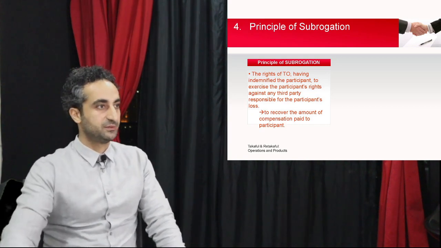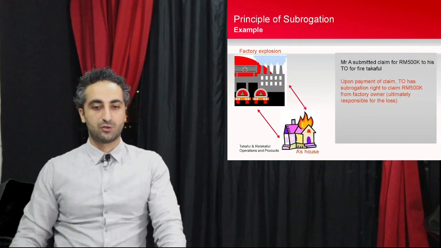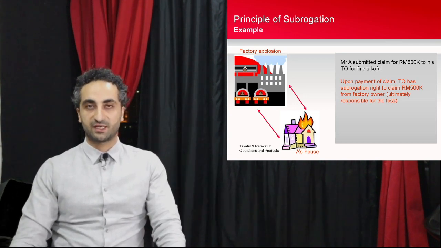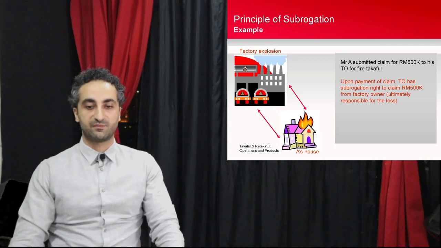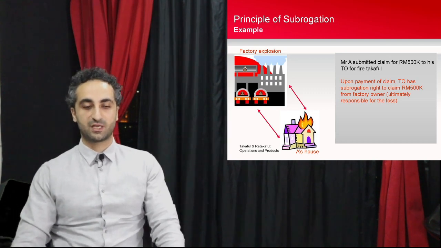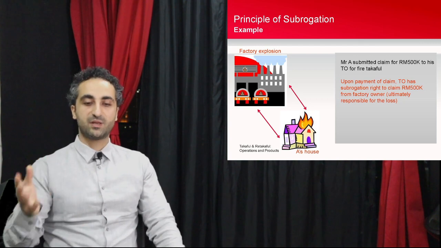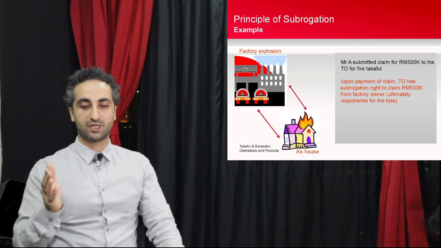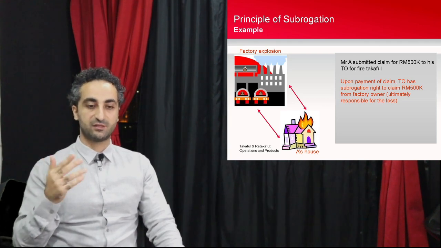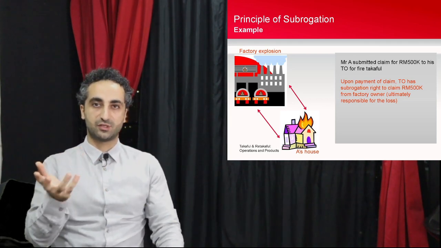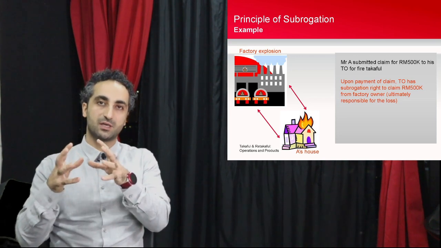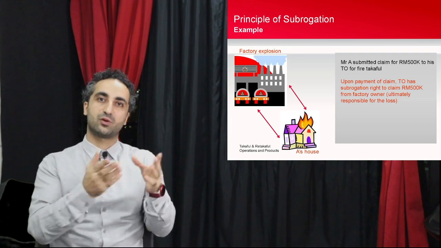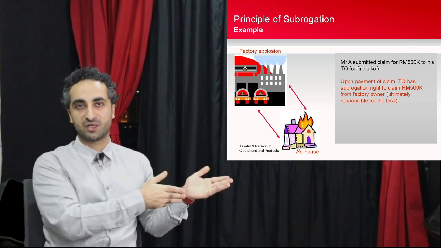For example, Mr. A here has a house and submitted a claim for 500k, half a million ringgit, for fire takaful. Now, upon payment of the claim, the TO has subrogation right to claim the 500k from the factory. What's this factory? Why was my house on fire? The reason is there was an explosion in a nearby factory.